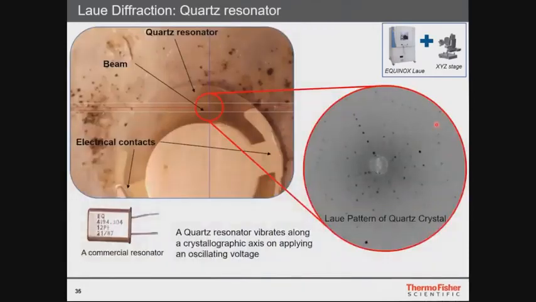Another example I want to show is a quartz resonator. This is a very commonly used electronic part like this. If you open this, you will find something like this. The quartz resonator vibrates along a crystallographic axis if you apply an oscillating voltage. So you can use it, for example, in watches or several other applications. And this is an actual picture from our video microscope. You can see we can do some spot mapping, and after exposure, you get your Laue diffraction pattern of this small spot here. So you can really also scan a crystal.